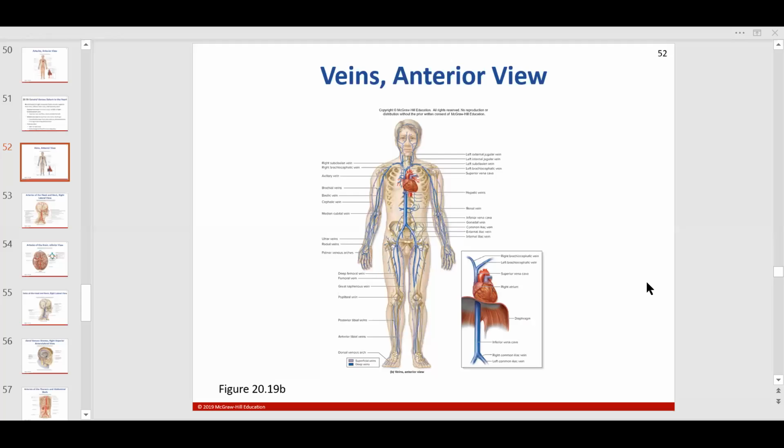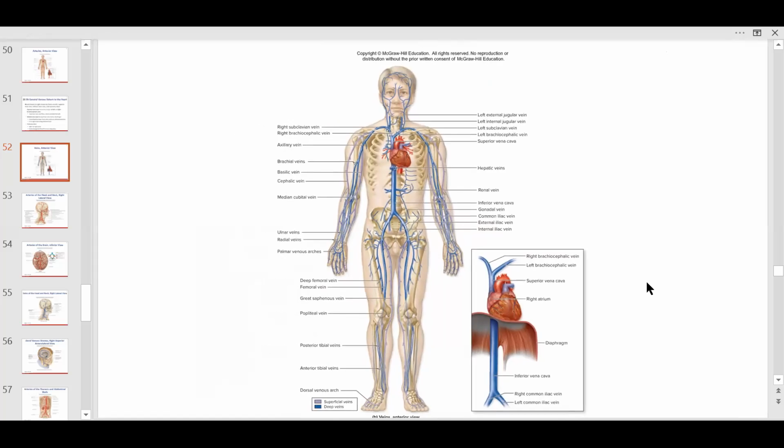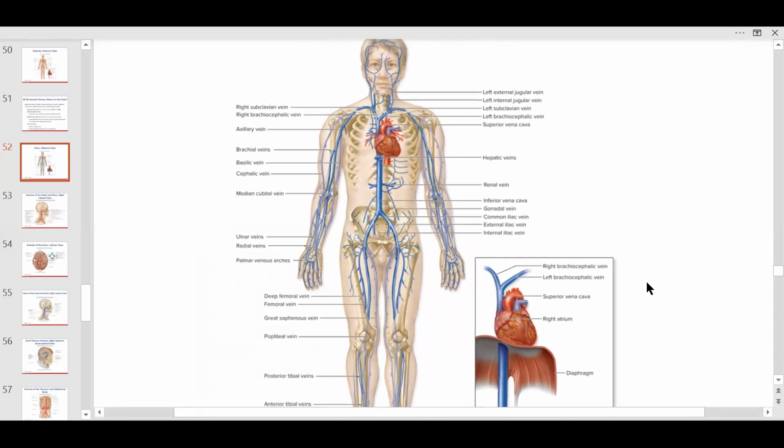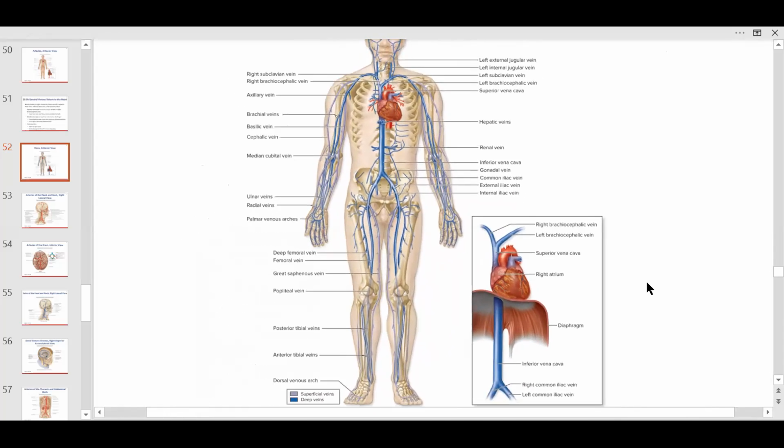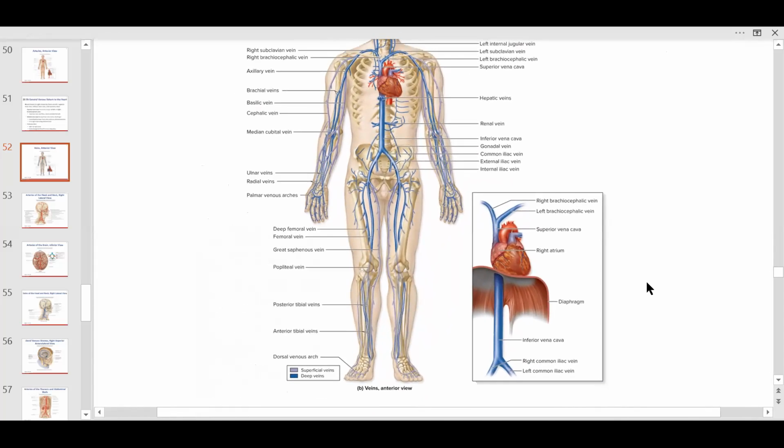So let's take a look at the venous system. And remember, I think the best way to do it is kind of remember the veins that don't match up with the arteries. Like there's no carotid vein, just like there's no jugular artery.